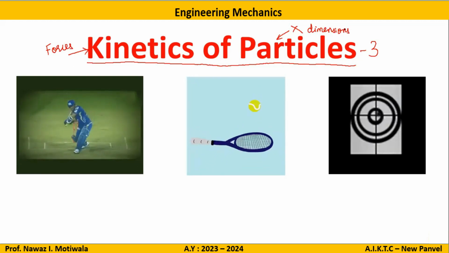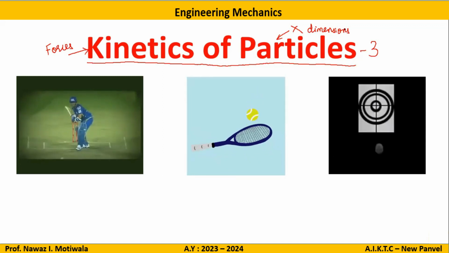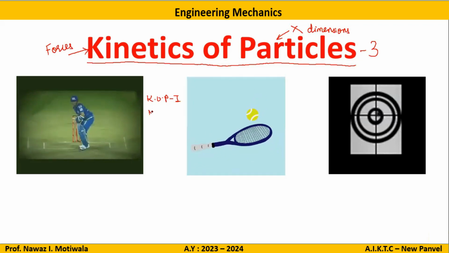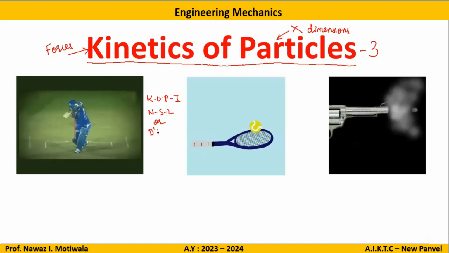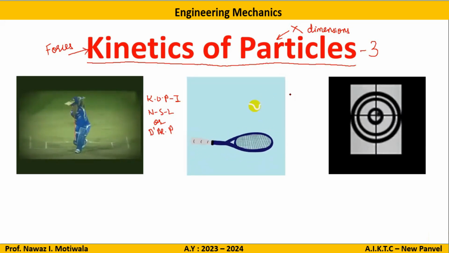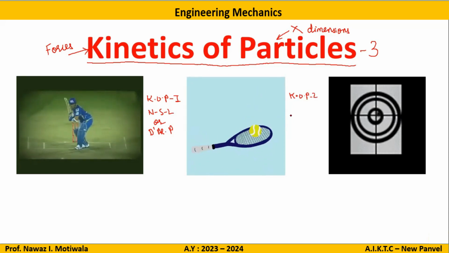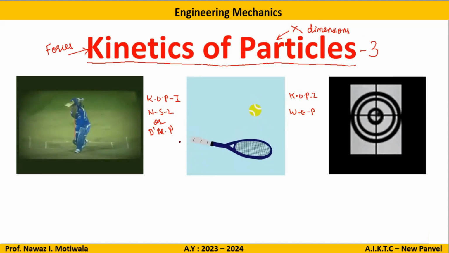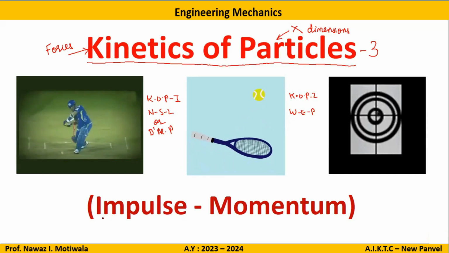In our previous lectures we have seen that kinetics of particles 1 was popularly known as Newton's second law, or it was known as D'Alembert's principle. Similarly, we have seen that kinetics of particles 2 was popularly known as work energy principle. Similarly, this kinetics of particles 3, this chapter which we are going to start today, is popularly known as impulse momentum.